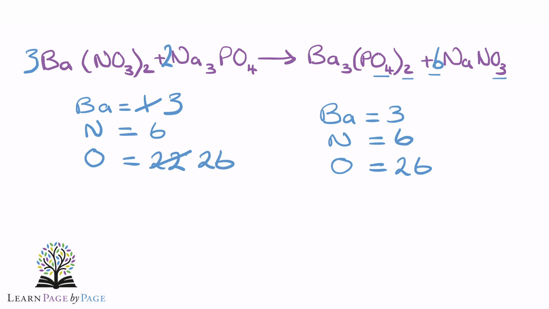Now the next element in the reactants is sodium. And what do we have? We have 3 sodiums originally, but we've just multiplied that whole compound by 2.